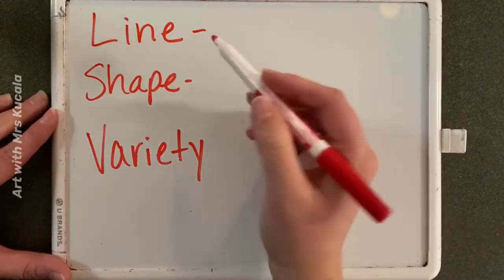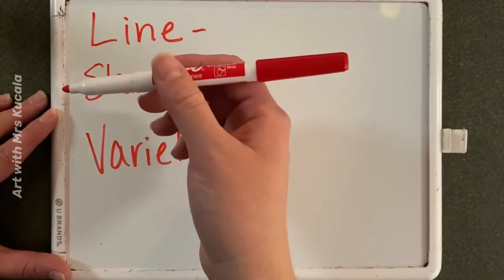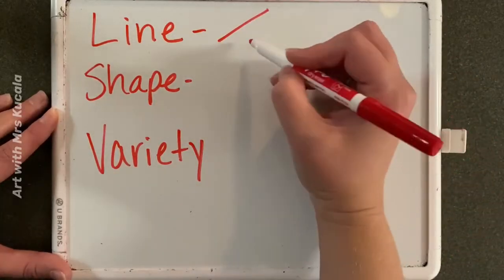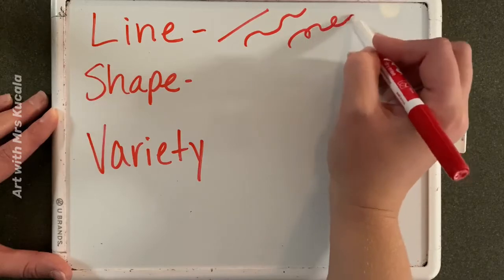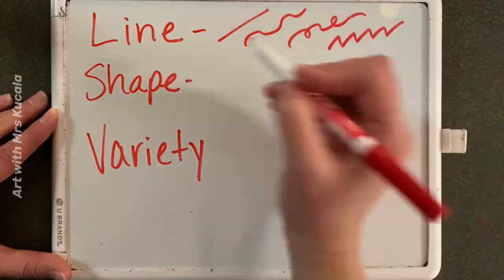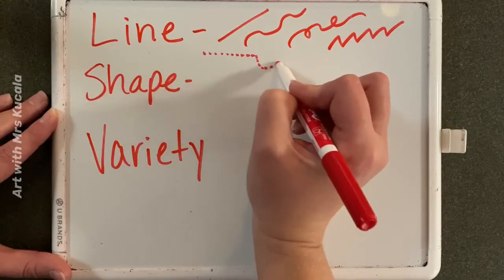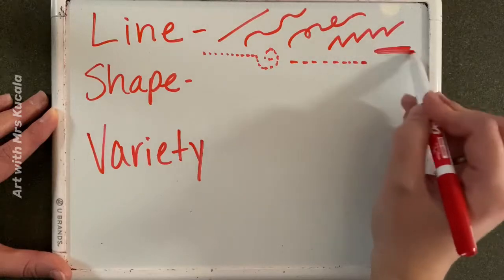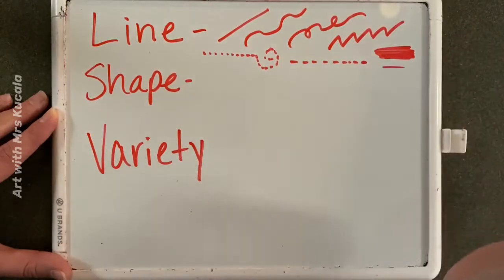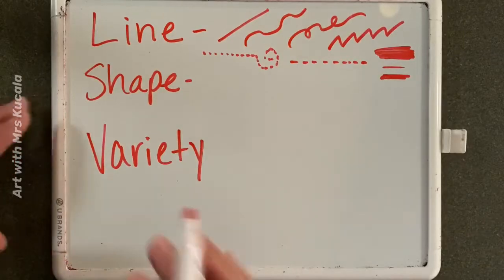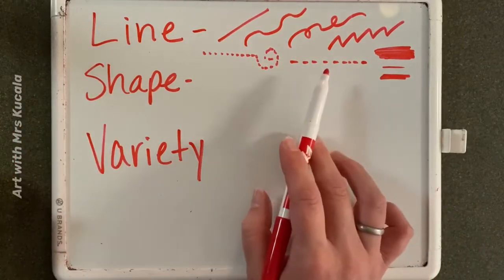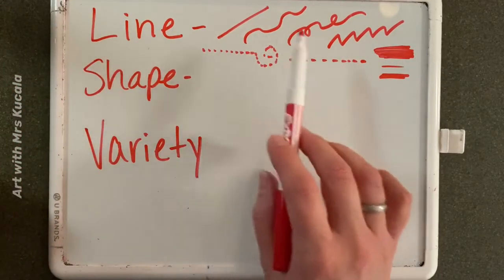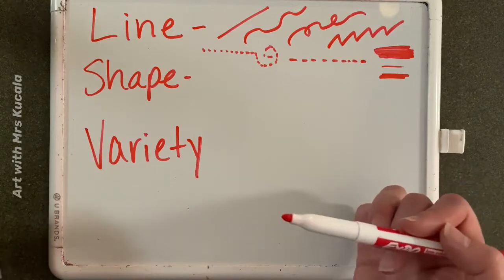Okay, now line is anything that is linear in nature. So there's things like straight lines, curvy lines, curly lines, zigzag lines, dotted lines, dashed lines, okay, thick lines, thin lines, medium lines, okay, lots and lots of different lines. And this is something, an art element is something, it's a building block for art. So you want to think about line as a building block. It's something we use in our artwork a lot.